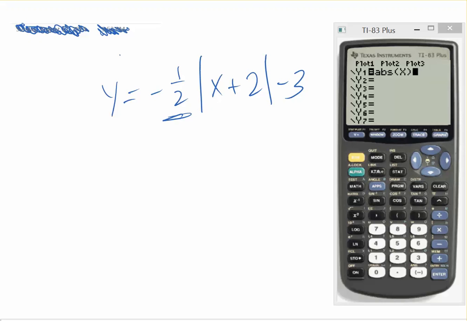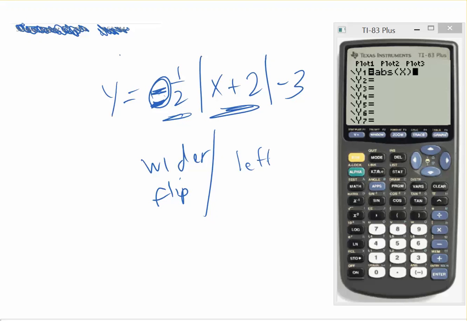Well, I see the 1/2 in front. That means it's not going to be as steep. It's going to be wider. There's a negative sign here, which means that it's going to flip the graph upside down. Okay, so it's wider than absolute value of x. It's going to be flipped upside down because that's a negative outside. X plus 2, meaning it's shifted to the left 2. And minus 3, that means it's going to go down 3.